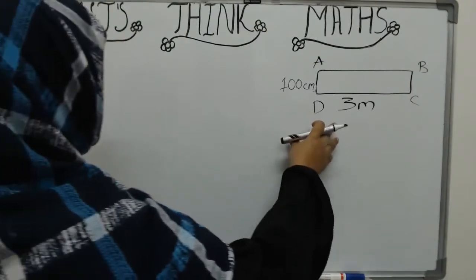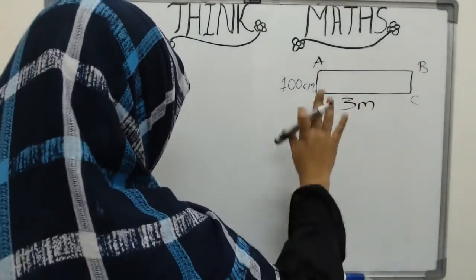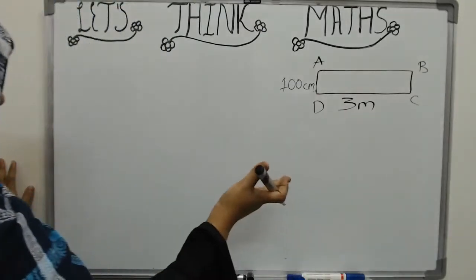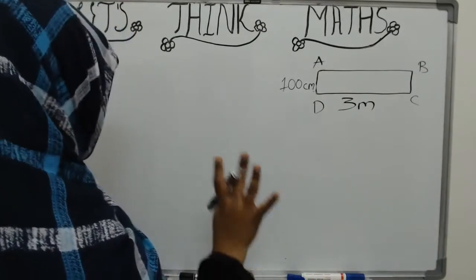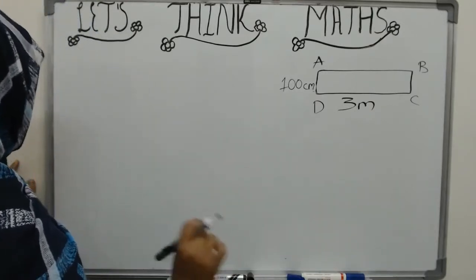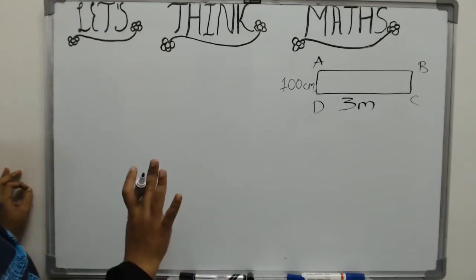Now let us find the perimeter and the area of this rectangle ABCD. What will be the area? Before you tell me the area is 300 centimeters square, hold your horses. It is not 300 centimeters square. It is actually 30,000 centimeters square.